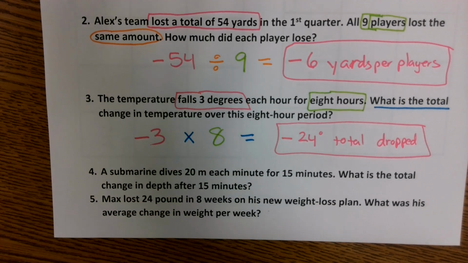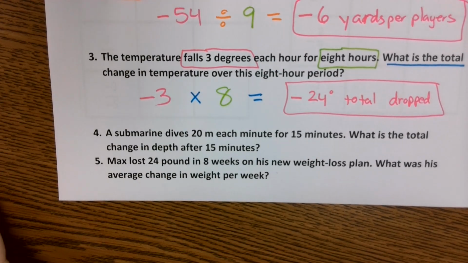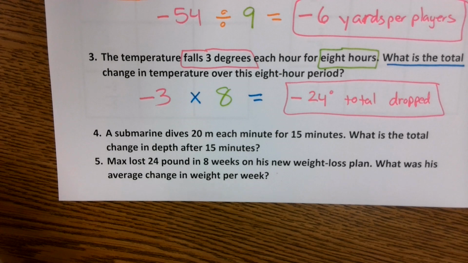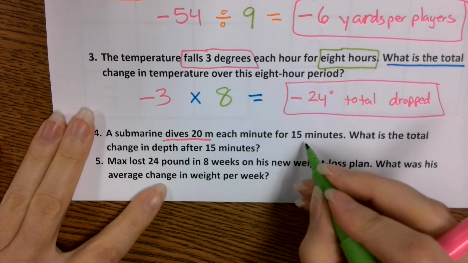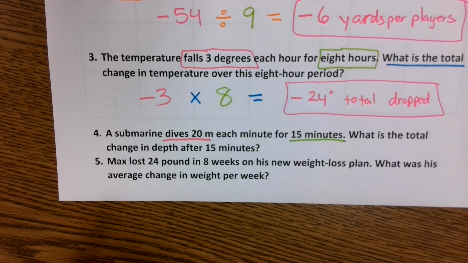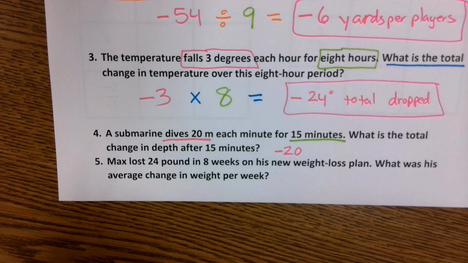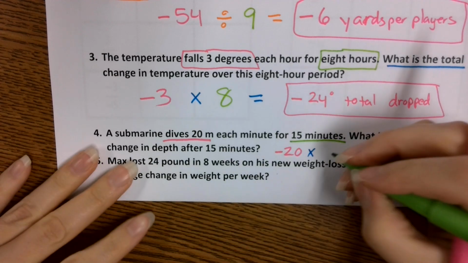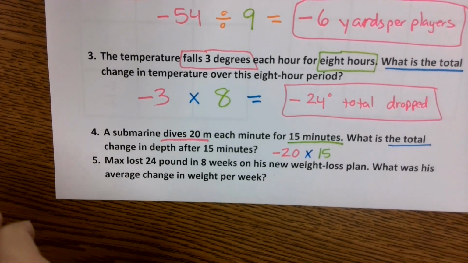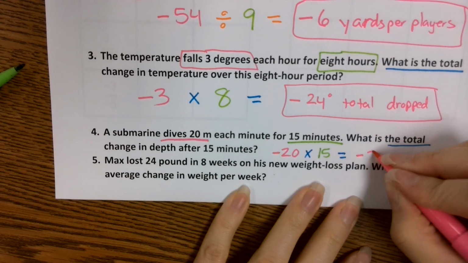Okay, a submarine dives 20 meters each minute for 15 minutes. We want the total change in depth after 15 minutes. Again, dives is going to represent that negative. It does this for 15 minutes. Minutes represents a positive. It's going to keep doing this over and over again for 15 minutes. That means we're multiplying. So we have negative 20 that's going to get multiplied by, because we're looking for that total, the 15. And that's going to come out to a negative 300 meters.